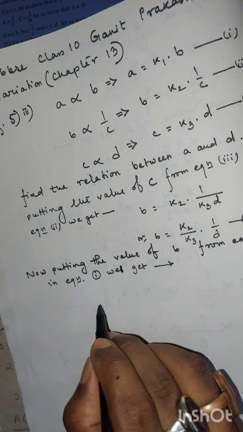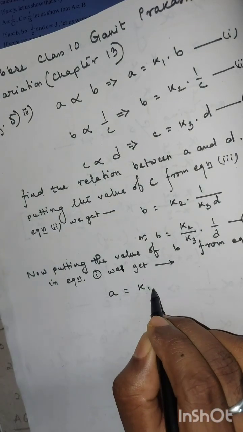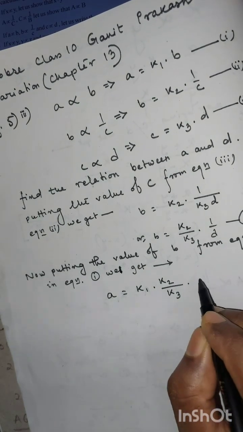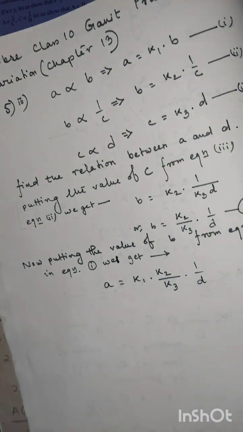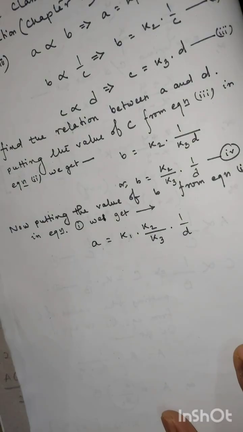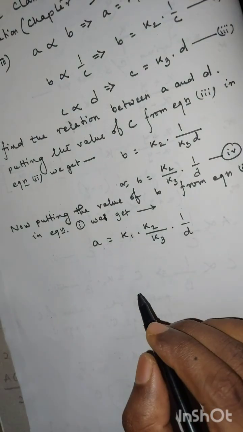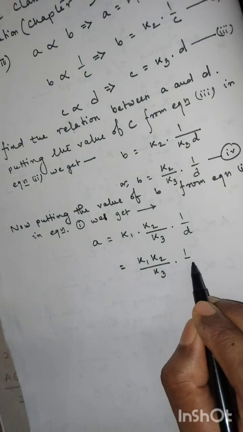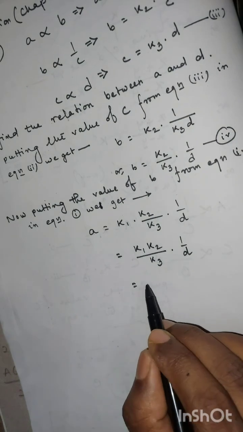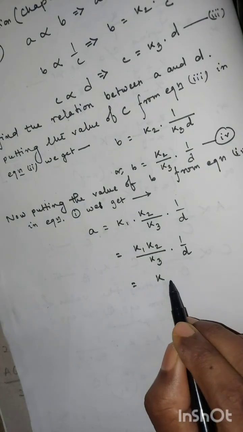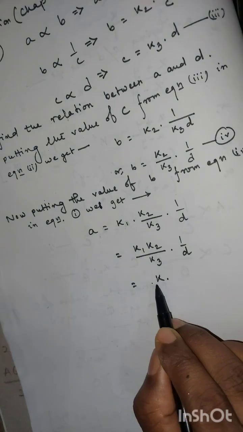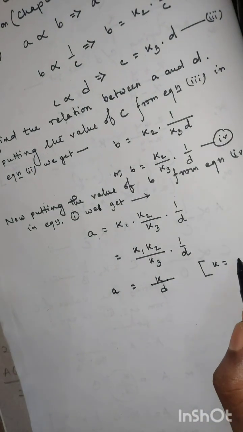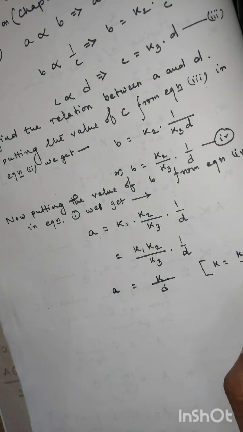So we get A equal to K1 into B. In place of B we can write K2 by K3 into 1 by D. So it becomes K1 K2 by K3 into 1 by D. So we can replace this thing using a single constant, that is K, into 1 by D. That means we can write it K by D. So A is K by D, where K is equal to K1 K2 by K3.